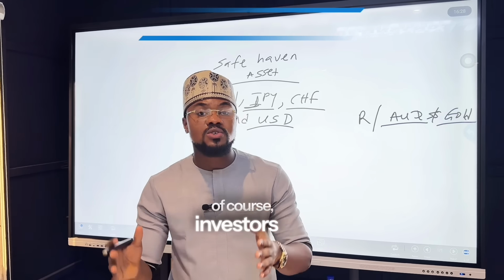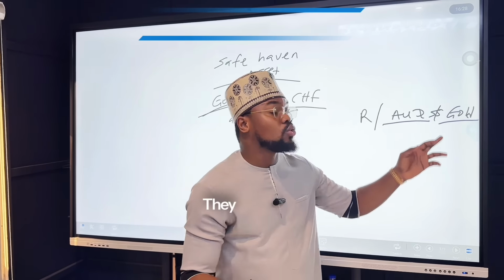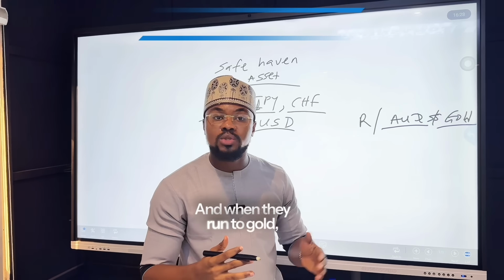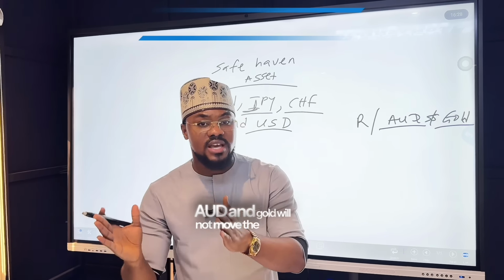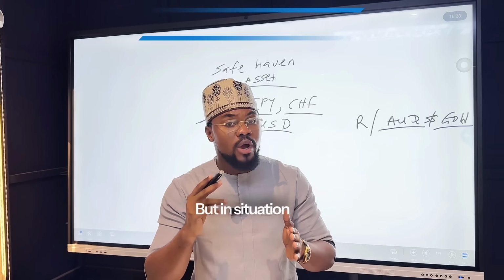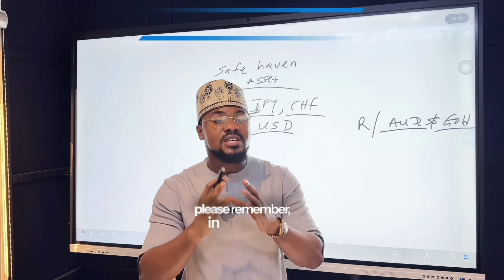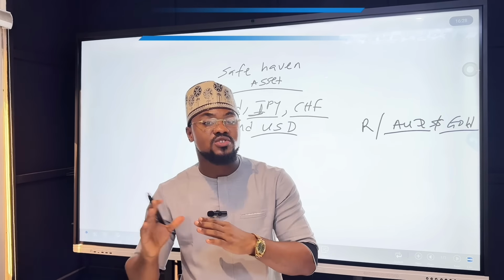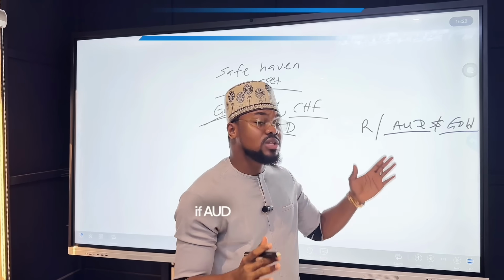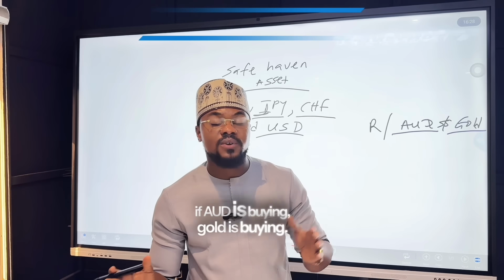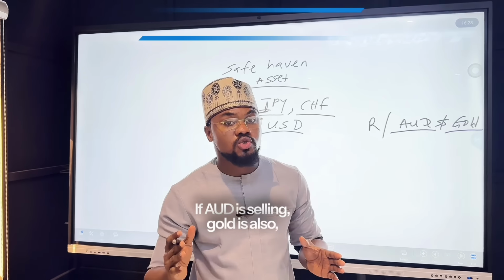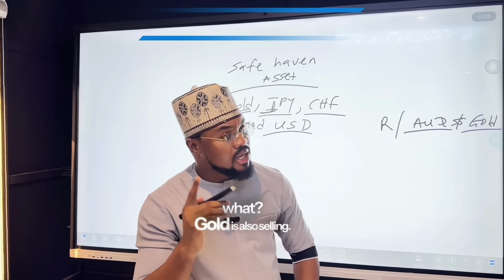Of course, investors in those countries will run to where? They will run to gold. And when they run to gold, AUD and gold will not move the same. But in a situation where, please remember, there's no global challenge, there's no global crisis, if AUD is buying, gold is buying. If AUD is selling, gold is also selling. Take note.